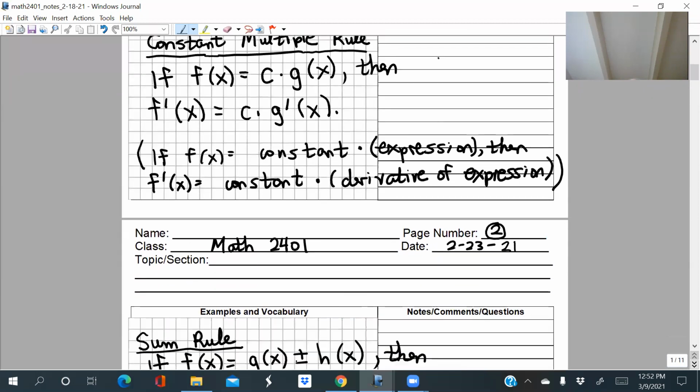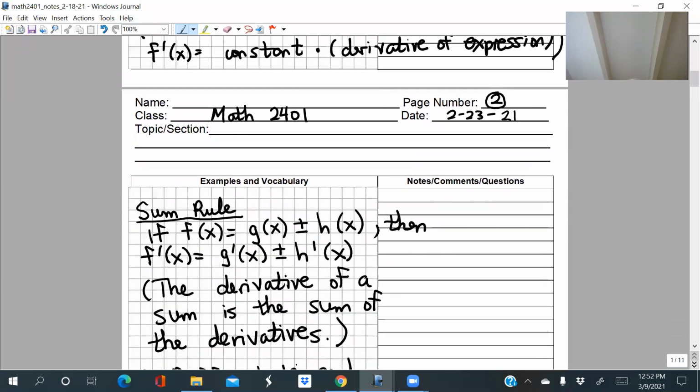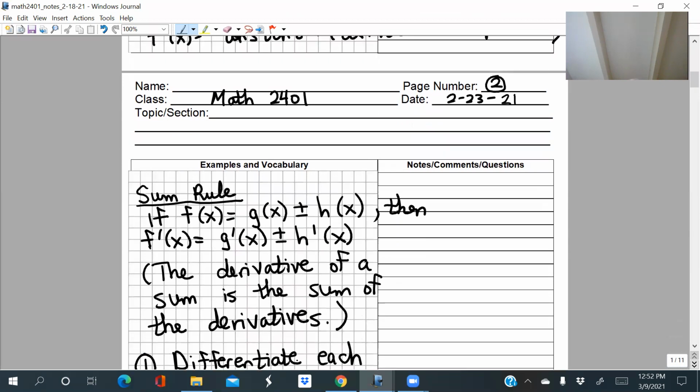One last rule before we start looking at examples, a really nice, easy rule. This is called the sum rule. Again, when you see it written out symbolically, it looks complicated. But when you explain it in words, it's not complicated at all. Here's the verbal version of the sum rule.